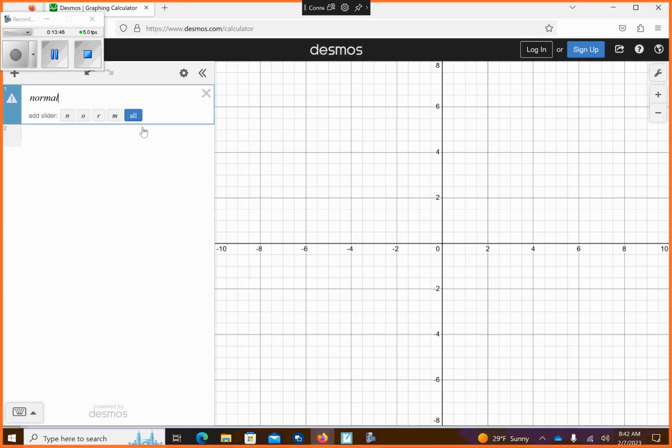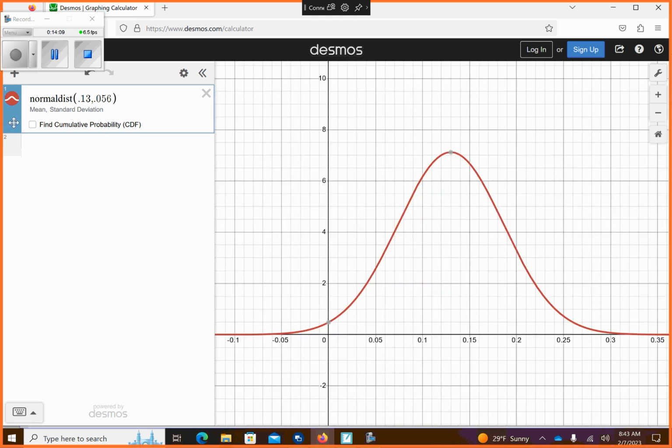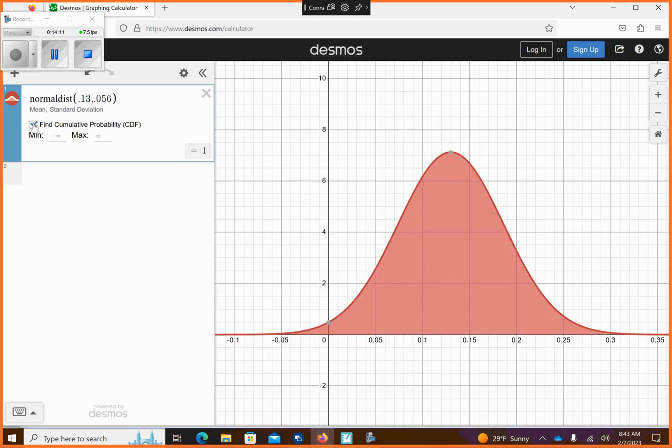So I'm going to go normal distribution. I have 0.13, and a standard error of 0.056. If I hit the plus button, I can see my normal distribution. And how likely is a survey of 36 people? I'm using that standard error in there. Good. That would end up 11% or more that are senior citizens.